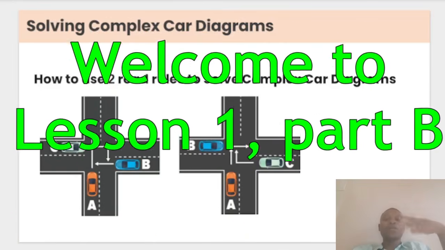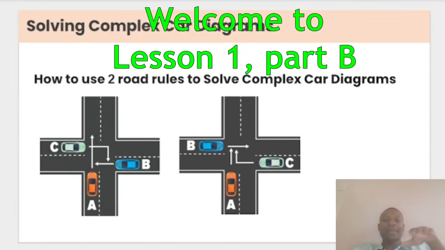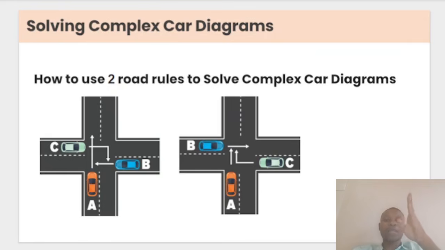Diagram. Okay, so here we have an example of two car diagrams that will require us to use two road rules. Here we have C, and A and B on the first one. There's no question here, but the question is simply this: which car goes first, which car goes second, and which car goes last?